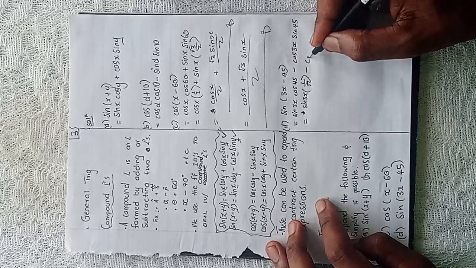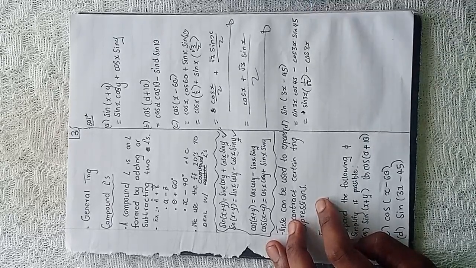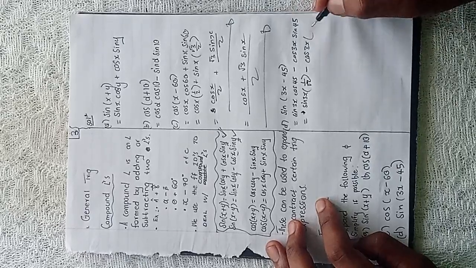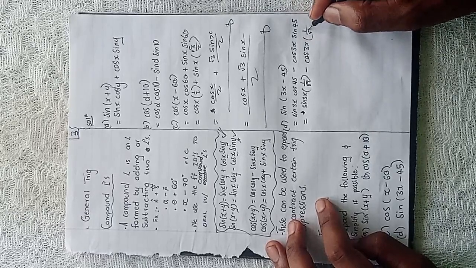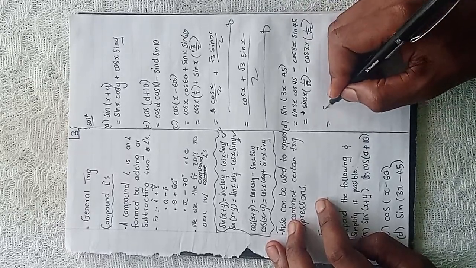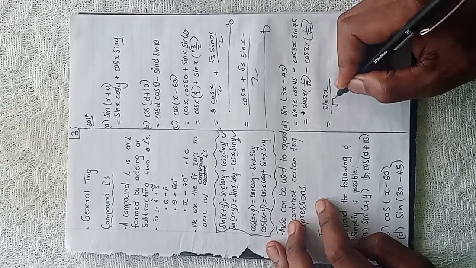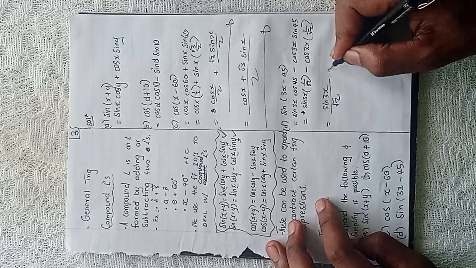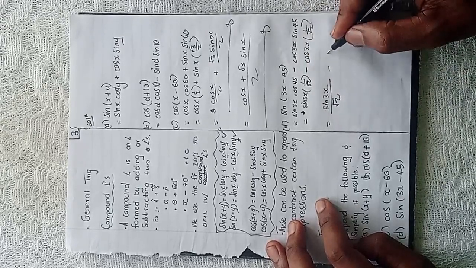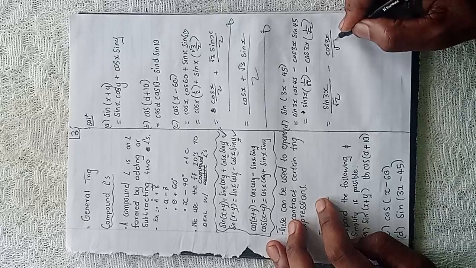Subtract cos 3x into sine 45, my special angle. It's 1 all over root 2. So I can write this like this: sine 3x all over root 2. Then here I can have cos 3x all over root 2.